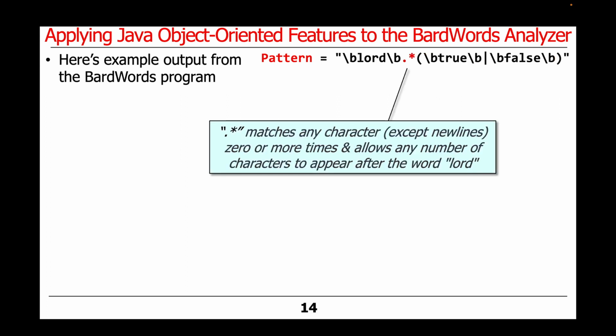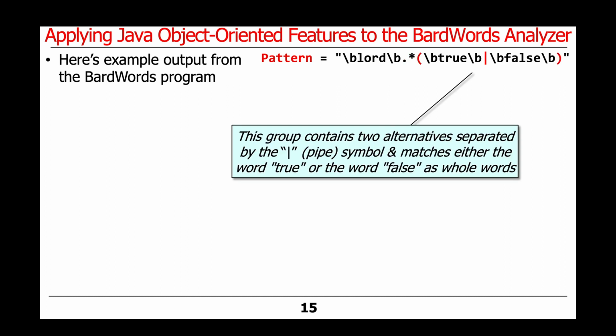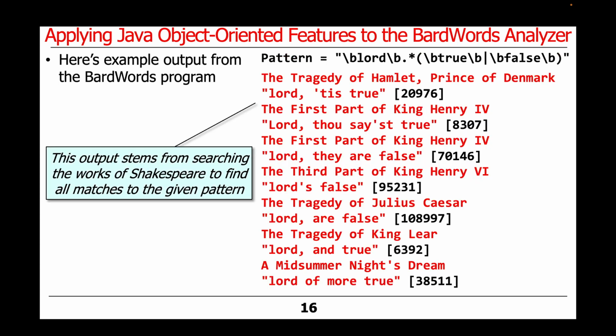In addition, the regular expression .* is used to match any character, except new lines, 0 or more times, thereby allowing any number of characters to appear after the word Lord, but before true or false. Finally, we use the regular expression grouping construct to group together two alternatives separated by the pipe symbol, which will match either the word true or the word false as whole words. Given that regular expression and the complete works of Shakespeare, here's the output that comes from searching the works of Shakespeare to find all matches of this pattern. You can see that we get regular expression matches from the tragedy of Hamlet, the tragedy of Julius Caesar, the tragedy of King Lear, and so on.